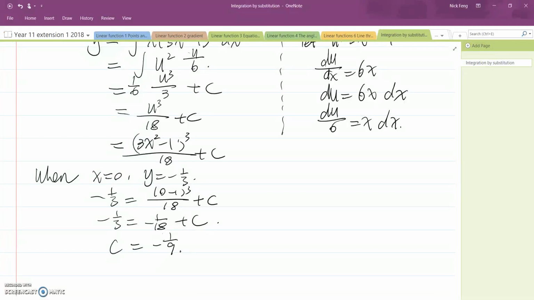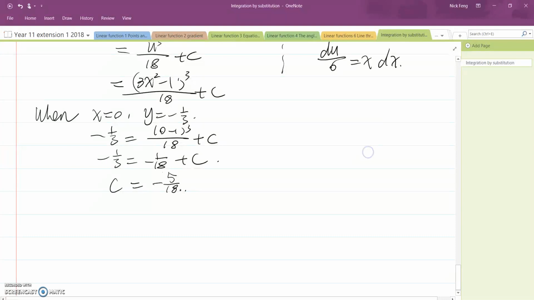Is it? Not really. I made a mistake. 6 plus 1. Oh, minus 1. That's 5. Negative 5 on 18. So c equals negative 5 on 18.